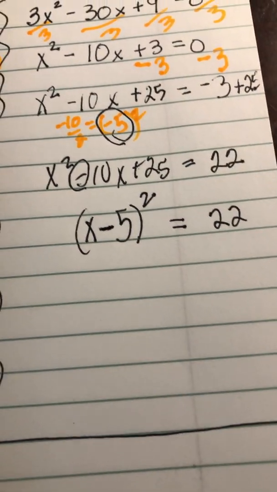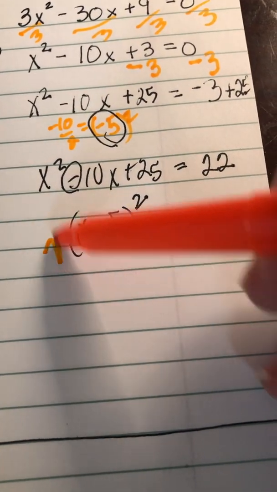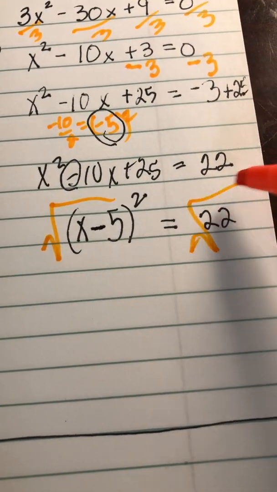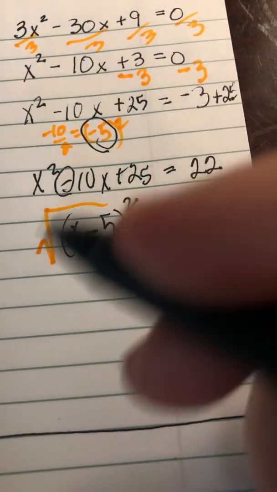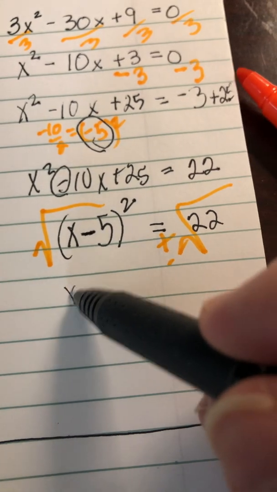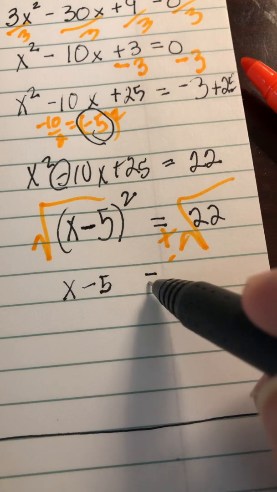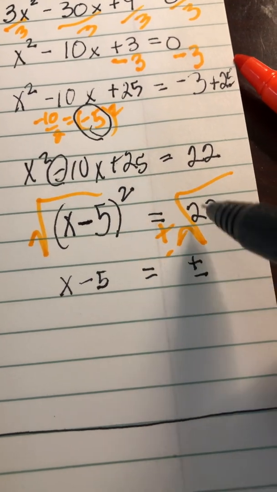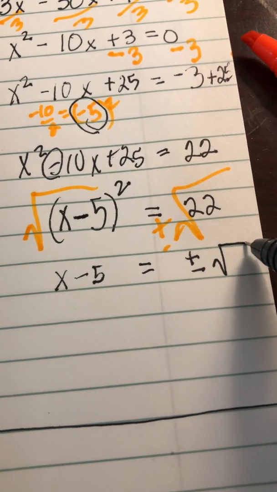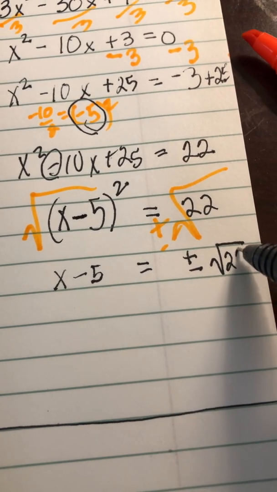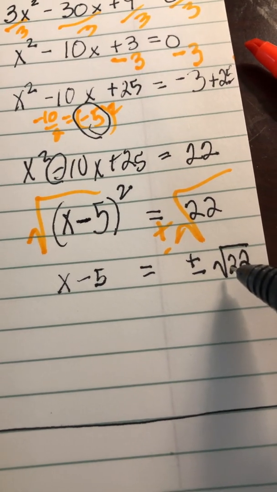The reason we're doing that is because of step 5, where we're going to find the square root of both sides of the problem. This right side is going to be the positive and negative square root. So x minus 5 equals plus or minus the square root of 22. Now, I cannot reduce the square root of 22 at all. There aren't any perfect squares that make up 22. So we'll leave it in the radical like that.